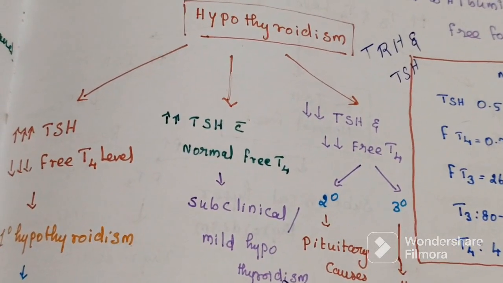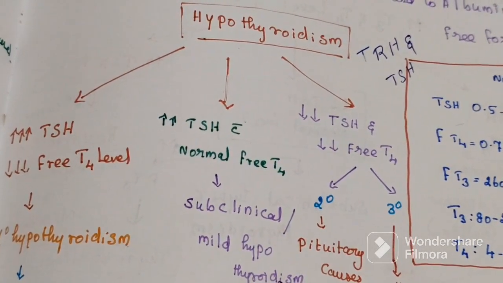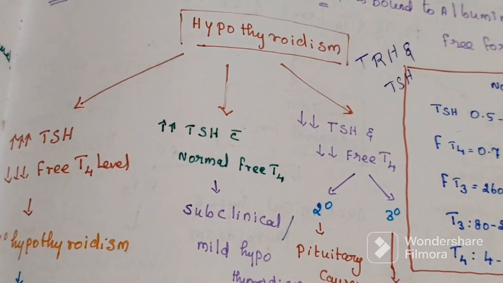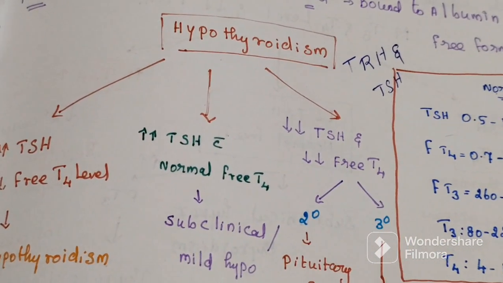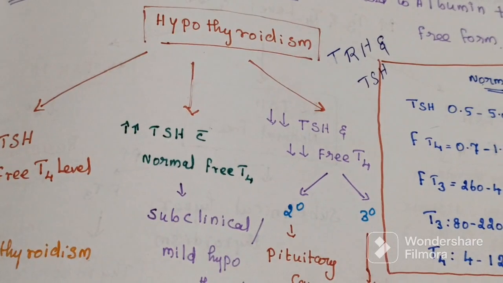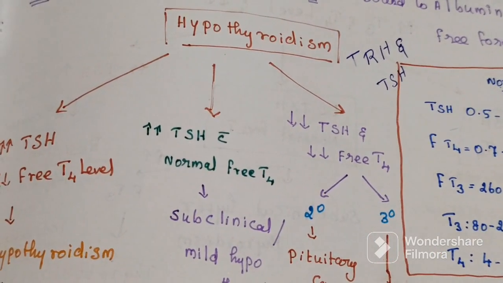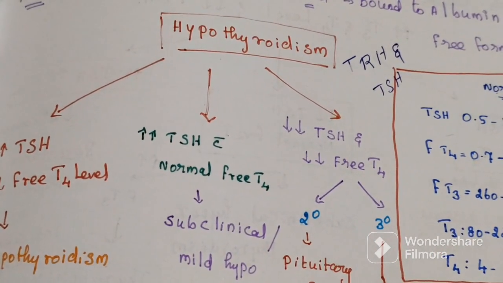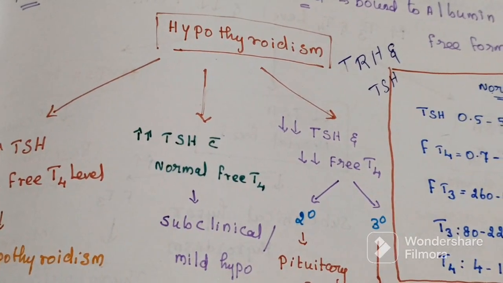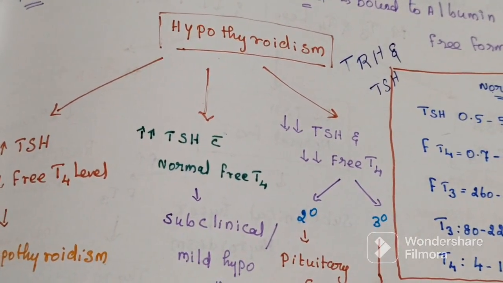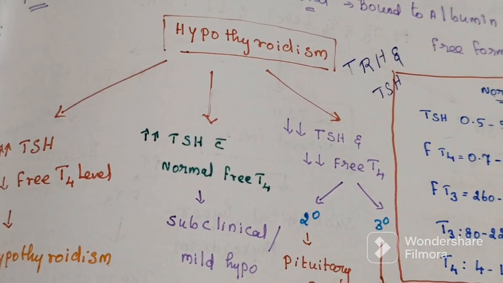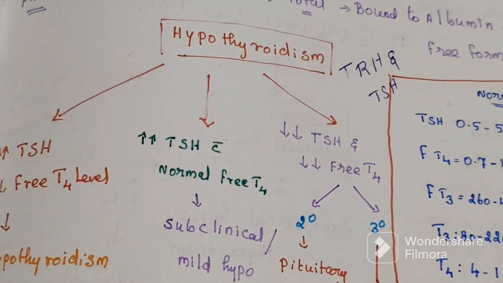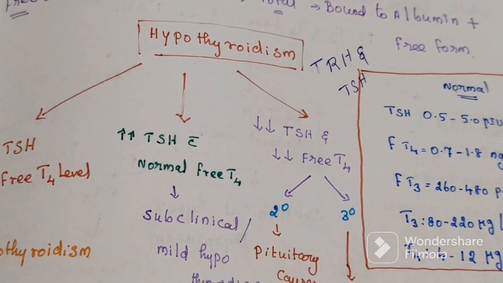So what are the different tests done for the assessment of thyroid status? TSH, free T3, T4, total T3, T4, and antibodies: thyroid peroxidase and anti-thyroglobulin antibodies. These are the tests for assessment of hypothyroidism.